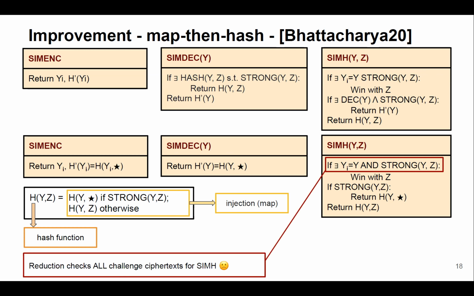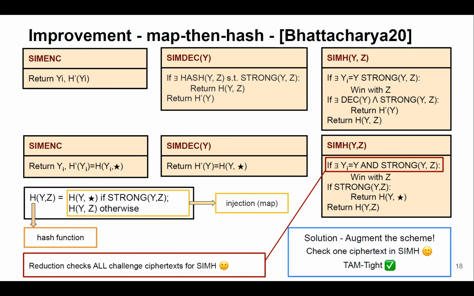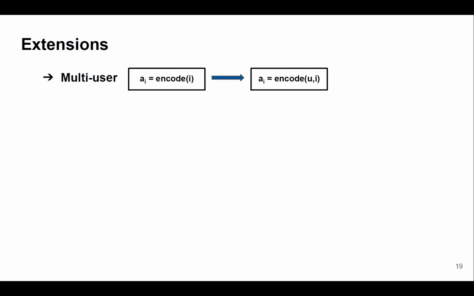Once again, our reduction still needs to check against each ciphertext to be able to identify challenge secrets within SIMH, and this makes it not time-tight. The same augmentation as before yields us a time-tight proof in the multi-challenge setting. The difference lies in the fact that now extension to the multi-user setting does not come from programming the random string as an encoding of both the user identifier and the challenge counter.